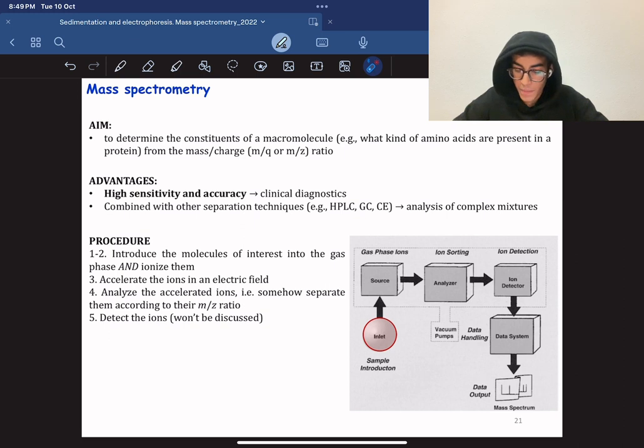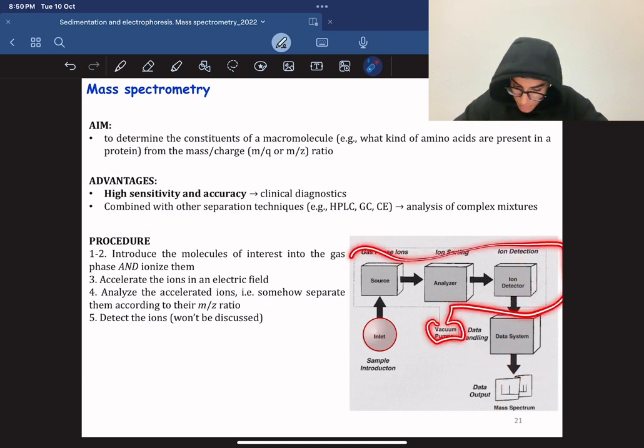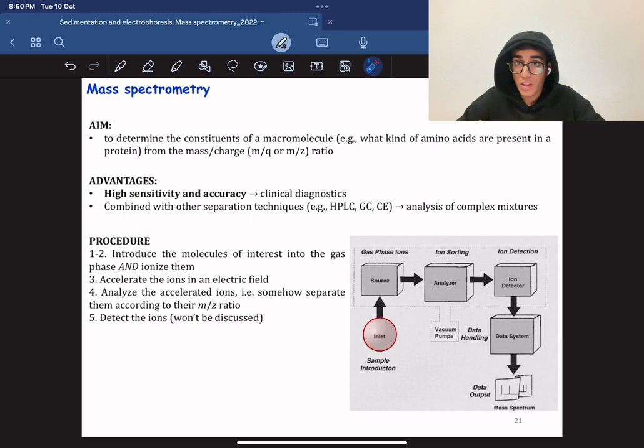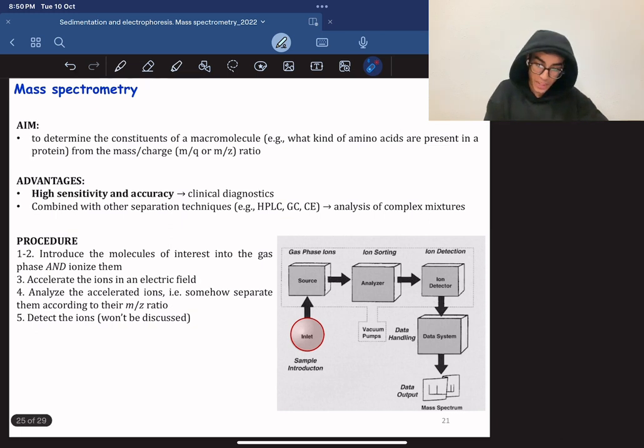I'll explain now. Analyzer, basically the ions are accelerated completely. Okay, and this ion detector, which we won't be doing. And you can see a very important point over here, vacuum pumps. Huge thing, huge vacuum, the whole thing, okay? All of these things should be conducted under a vacuum, and I will be explaining why.